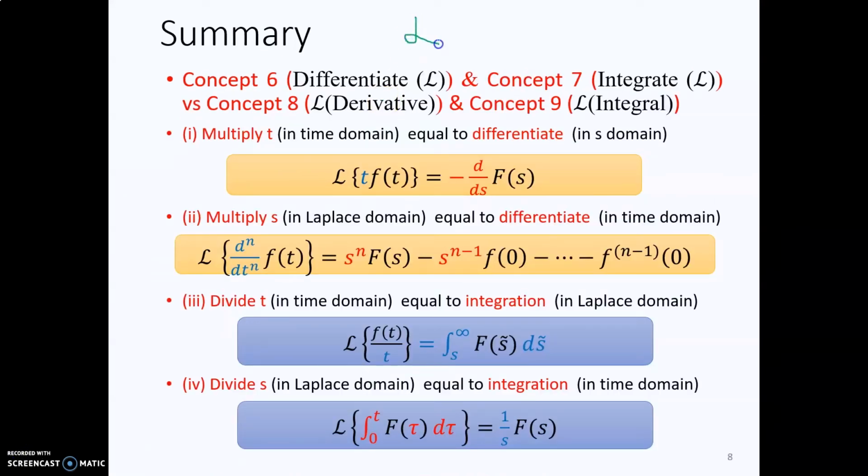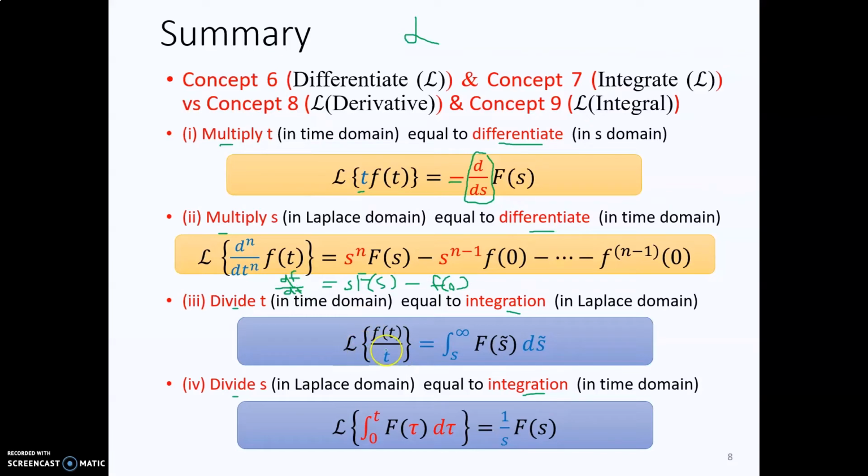So Laplace transform is very useful because it can convert differentiation and integration into multiplication or division. You can see that when you multiply t with your function f(t), you obtain differentiation with respect to s with a negative sign. So if you multiply s here, so let's say you have sF(s) minus f(0). So this is df over dt.